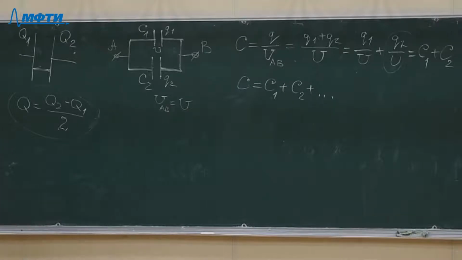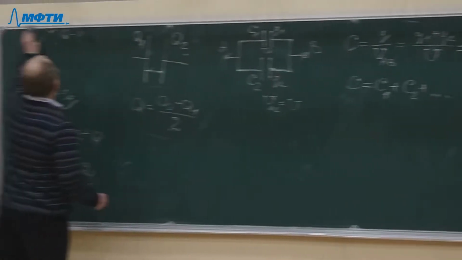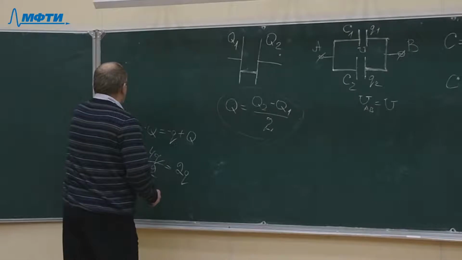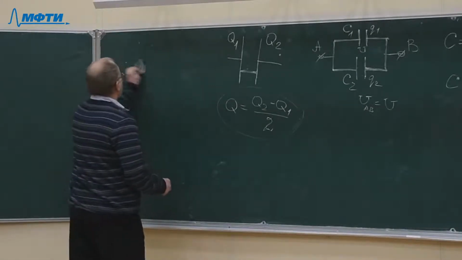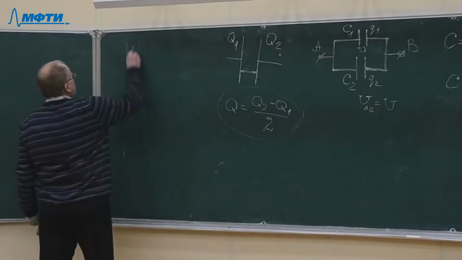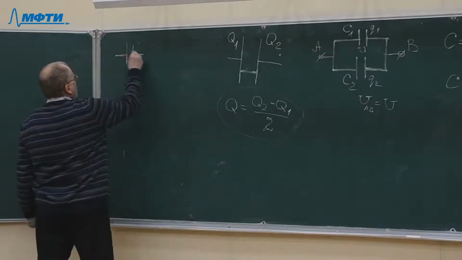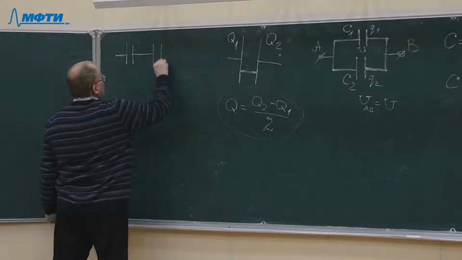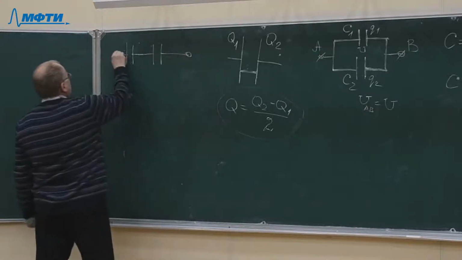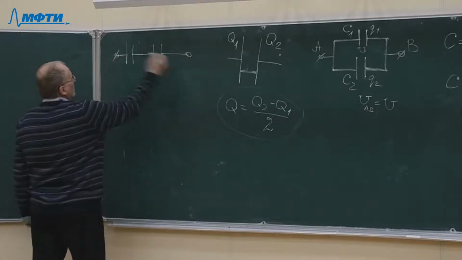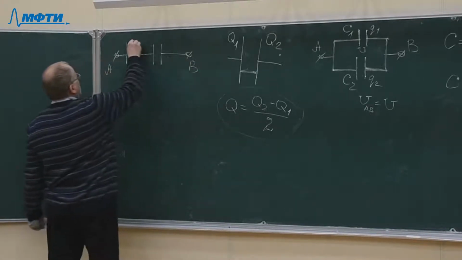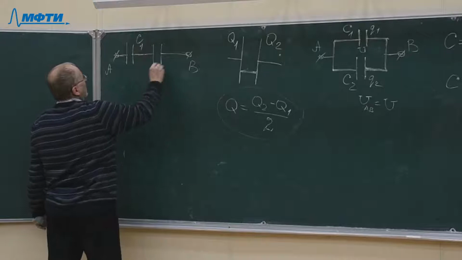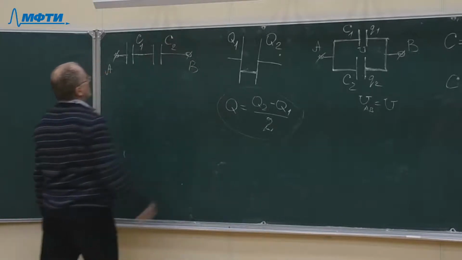Another situation which we consider is the connection of capacitors in series. When capacitors are connected in series, that is one capacitor and another, we have to find the capacitance between points A and B, and the first capacitor will have capacitance C1 and the second C2.